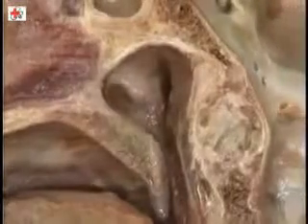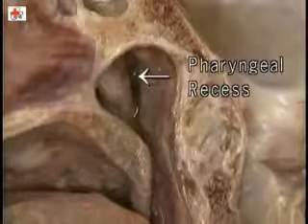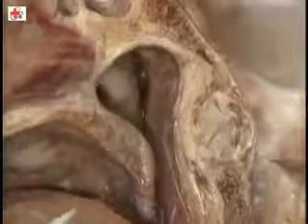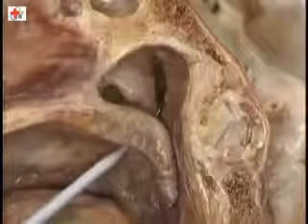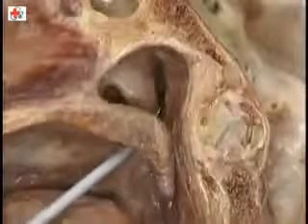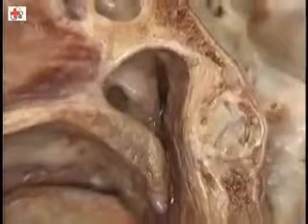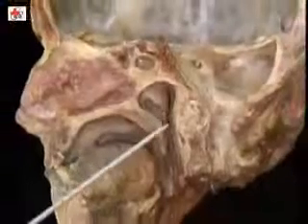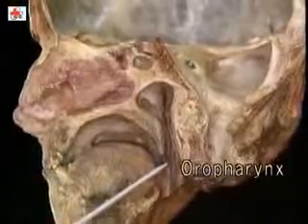Behind the torus tubarius is a deep recess, the pharyngeal recess. The floor of the nasopharynx is formed by the soft palate, which forms a highly mobile partition between the nasopharynx and the back of the oral cavity. The nasopharynx opens downward into the oropharynx.